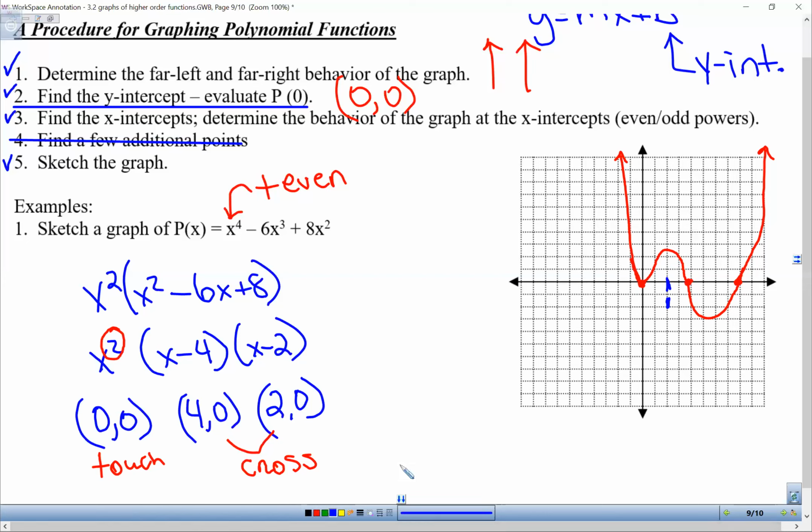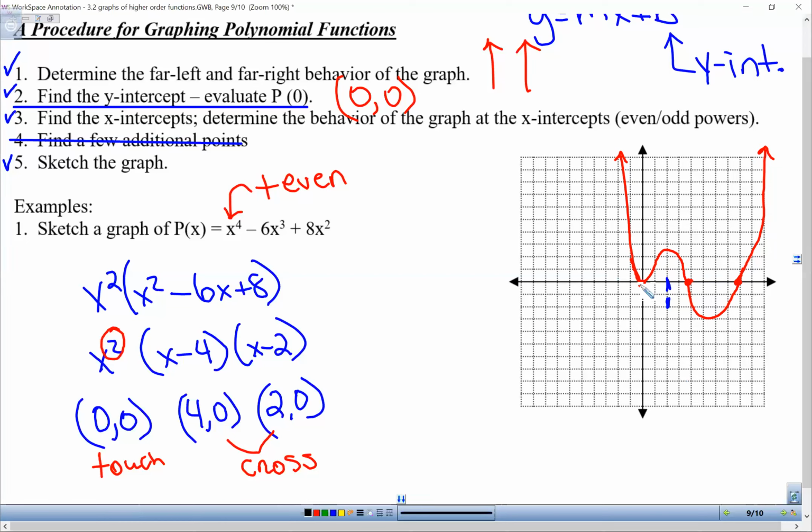Now, remember I said this is a sketch. So the only things we're looking for is the left and right behavior and what happens at each intercept. So your intercepts are the correct points, and what happens at the intercepts is correct. Okay? So let me give you an example why I'm saying this is a sketch. Again, we didn't pick any other points.